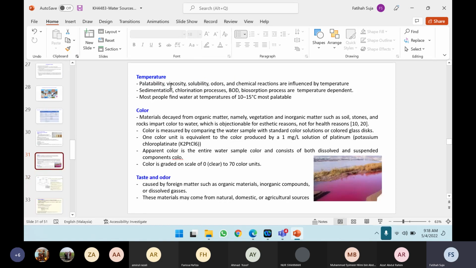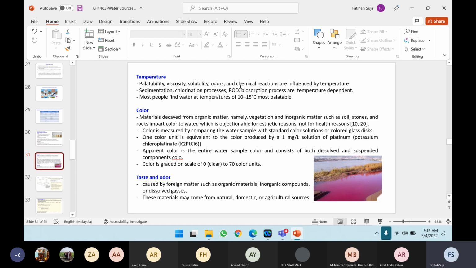And then temperature. Temperature is also very important because it will affect the sedimentation, chlorination process, BOD, and bioabsorption process. They are all temperature dependent. Most people find water at temperatures of 10 to 15 degrees Celsius most palatable.